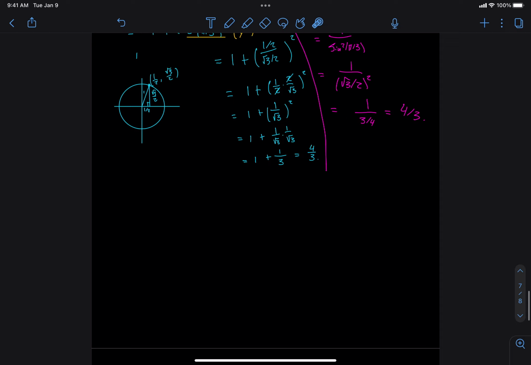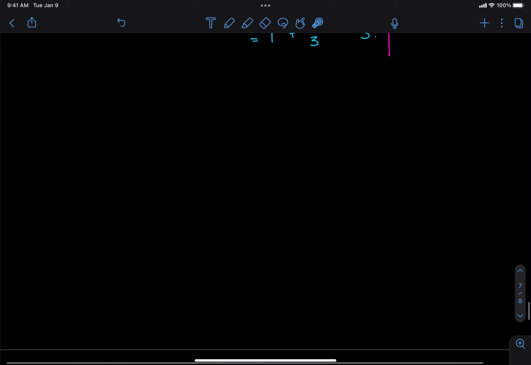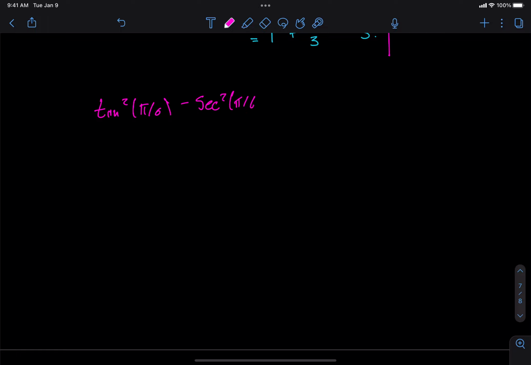Another example of Pythagorean identities? Sure. Okay, let's do it. I'm not really sure what else I could do, other than we could see one of the other ones. How about tangent squared of pi over 6 minus secant squared of pi over 6. Evaluate.